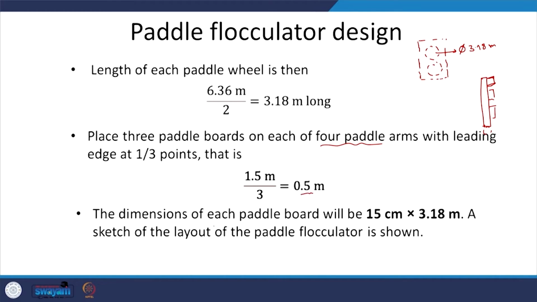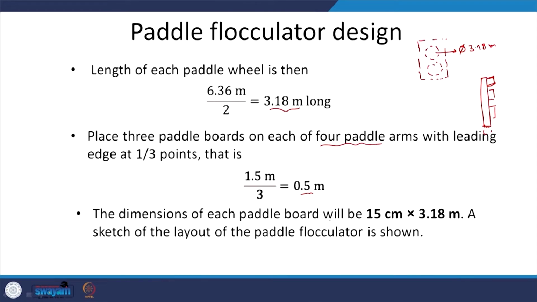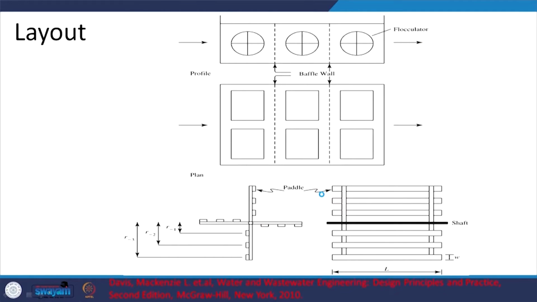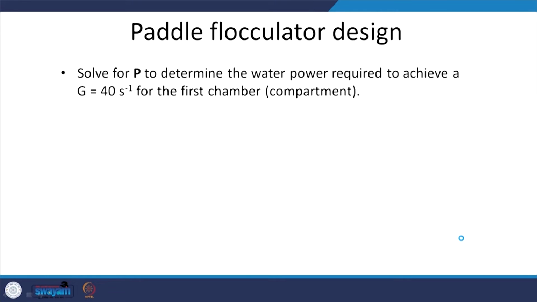So, dimensions of each paddle board will be 15 centimeters into 3.18 meters long, let us see, right. So, that is something to keep in mind. So, let us look at this sketch, okay, this is what we already have. What is the length? The dimensions of each paddle board will be 15 centimeters into 3.18 meters long, and the spacing will be this, right. Okay. So, let us move on, we are done with some aspects, then we will check the design in a different way. Solve for P now.